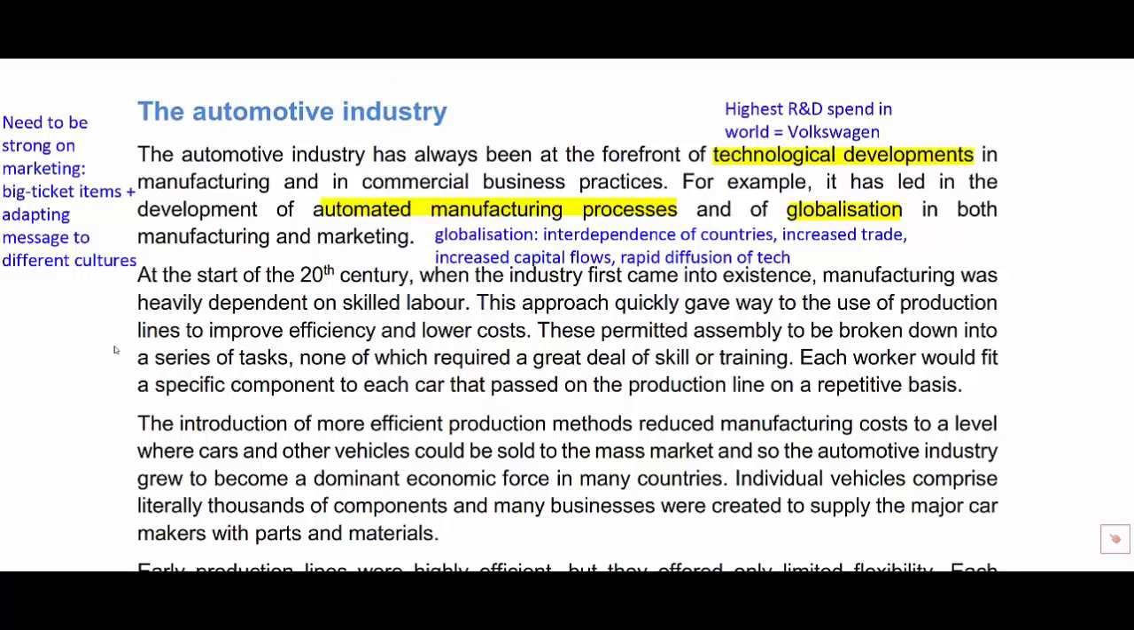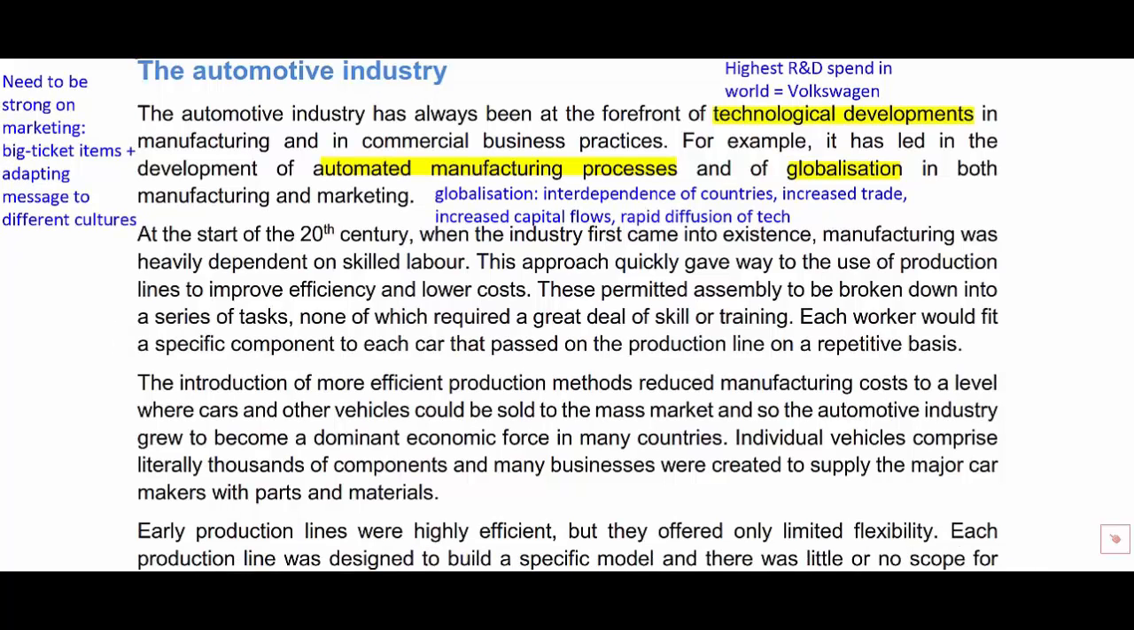Moving on then, what we see is the start of this overview of the 20th century and the different practices of the automobile industry. So, the start of the 20th century, when the industry first came into existence, it was really heavily dependent on skilled labor. But that approach actually gave way very quickly to production lines to improve efficiency and costs.